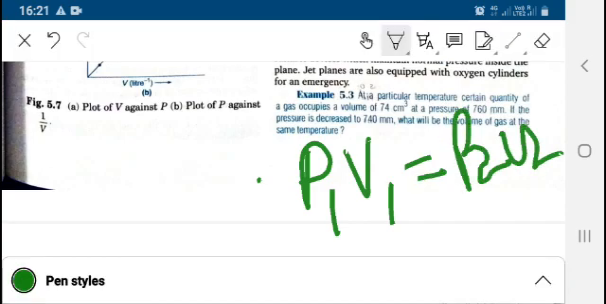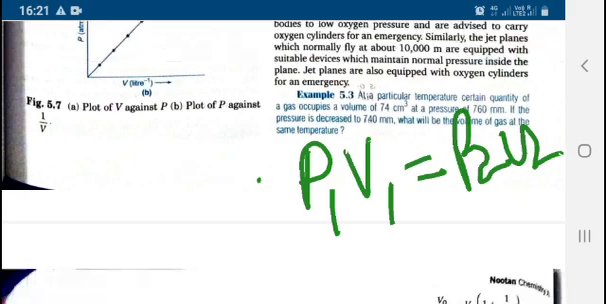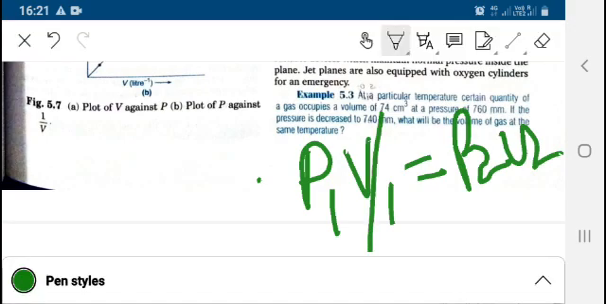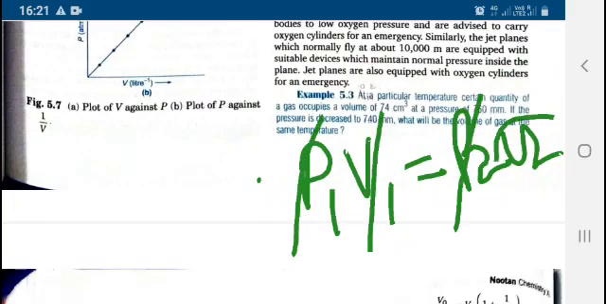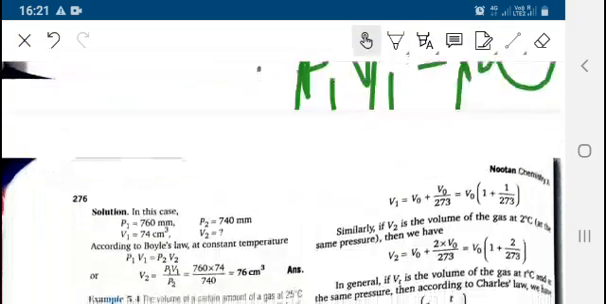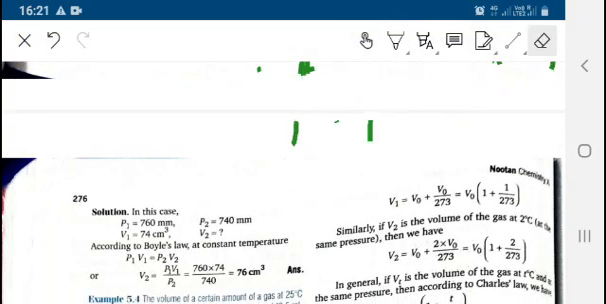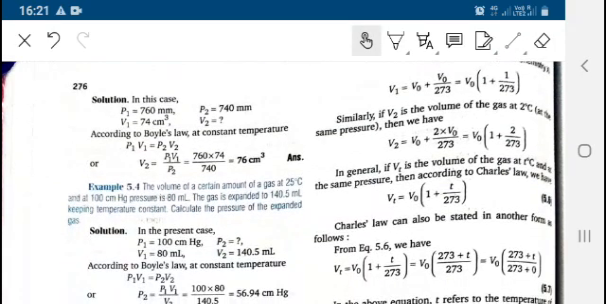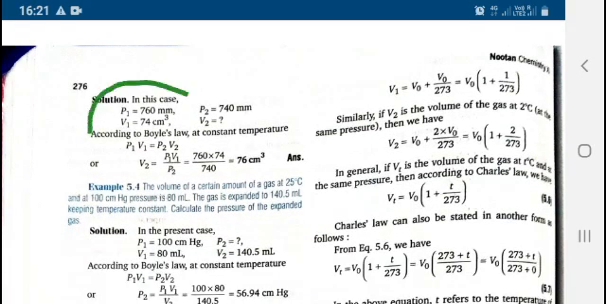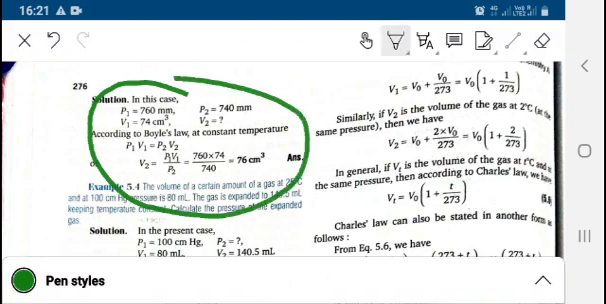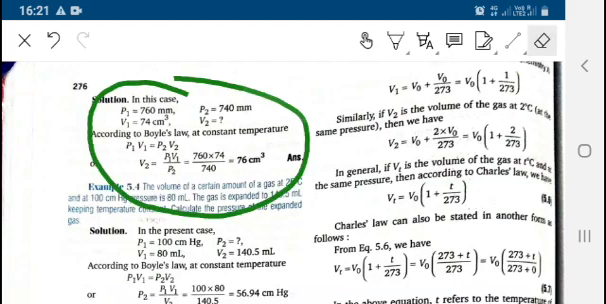The gas is occupying V1 volume, P1 and P2 are given, and V2 we have to calculate. So you can calculate it very easily with the help of Boyle's equation. You can see here P1 is equal to 760, volume is given. Applying Boyle's formula, the answer is 76 centimeter cube.